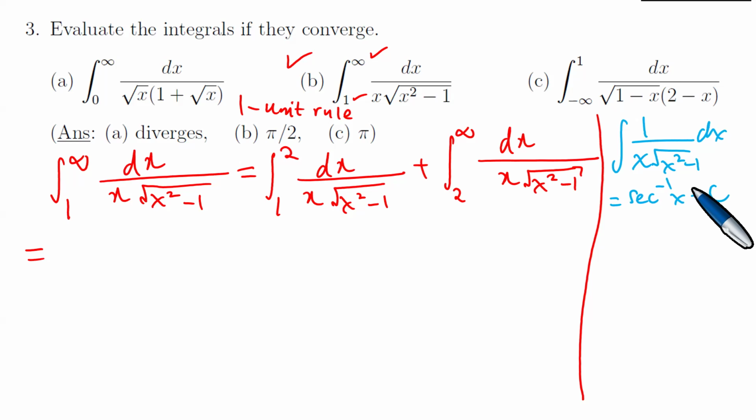Okay, there are some formulas that I want to cite. This one is arc secant. If you have a couple of other integrals, I want to give you other formulas here that you need to know. So this is going to be the arc secant, but I want to cite another formula.